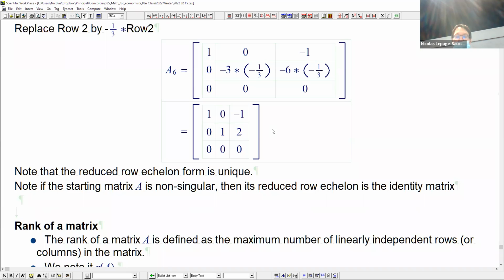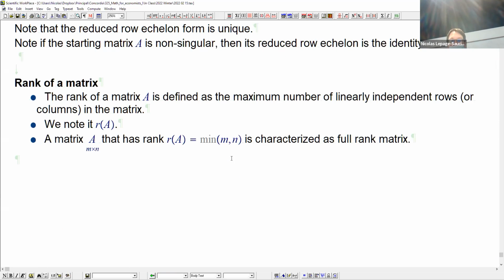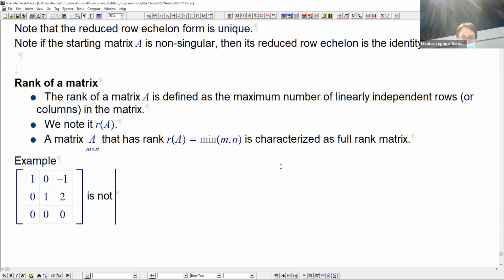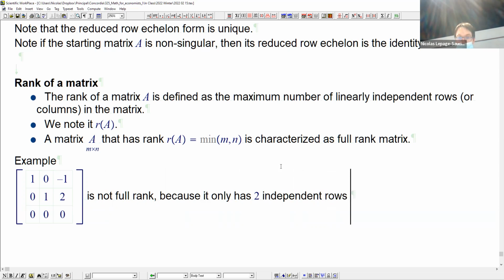So if I go back here, this matrix wouldn't be full rank. For example, this matrix is not full rank because it only has 2 independent rows, but is 3 by 3.